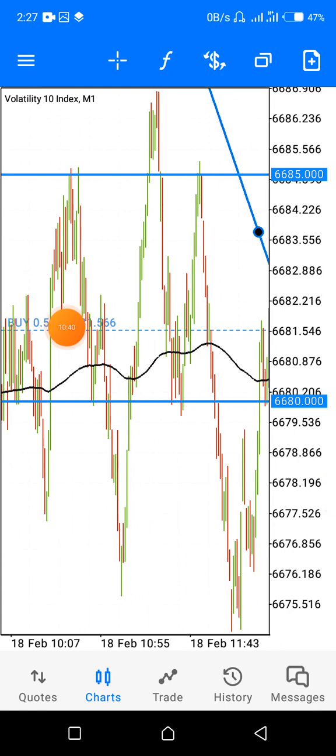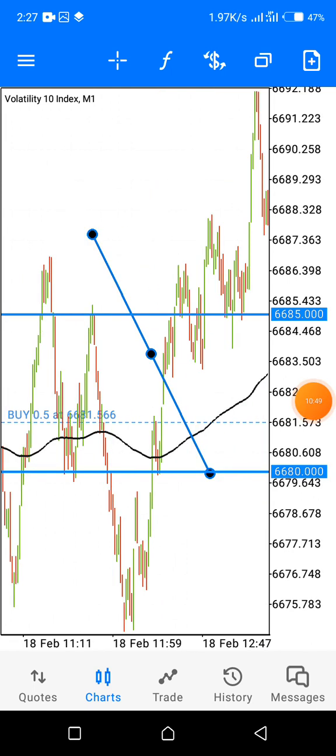So if you are seeing this now, you see different bounces. See how the market is rejecting the psychological levels. So that is what gave me this confluence.